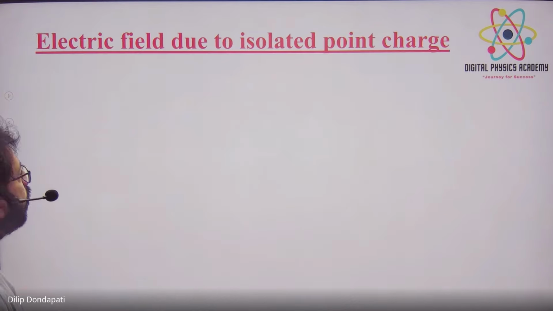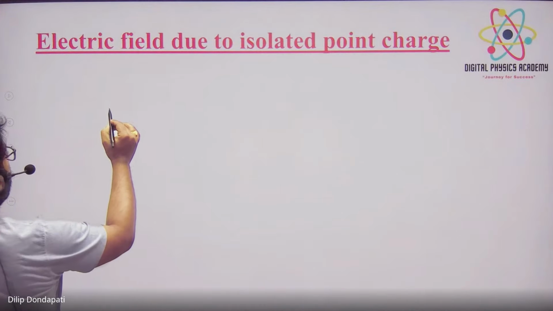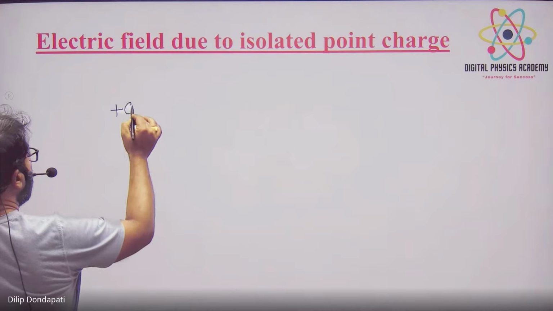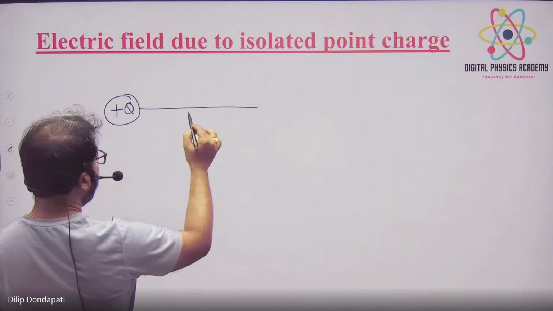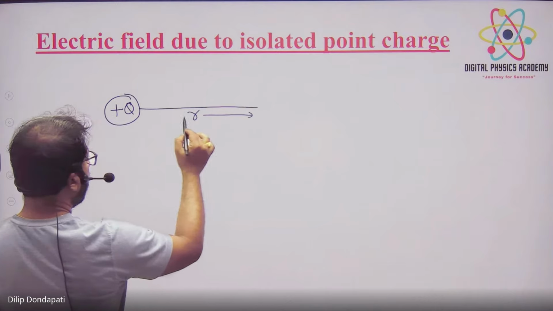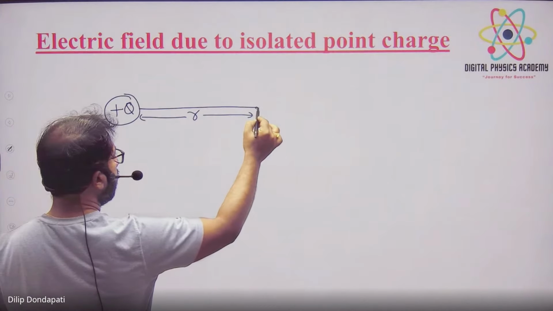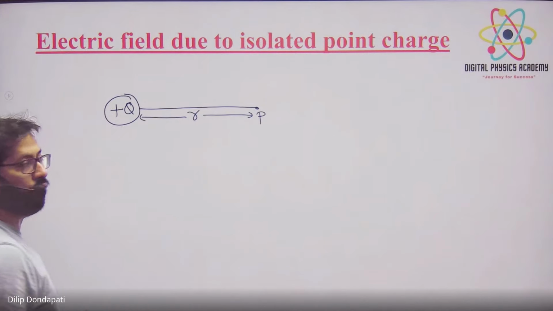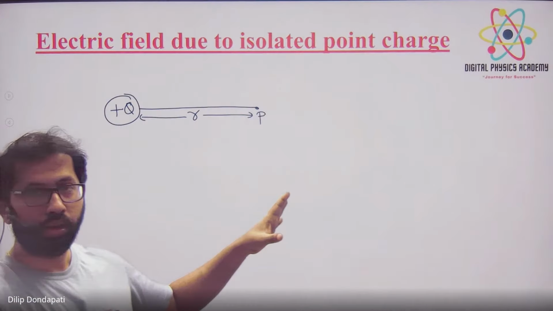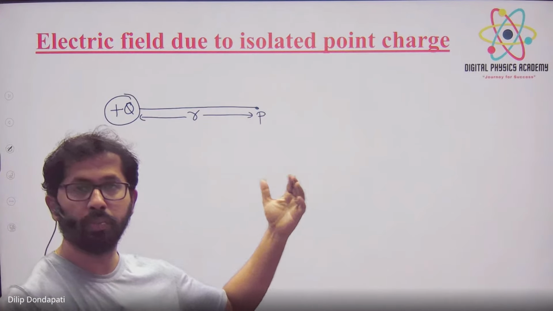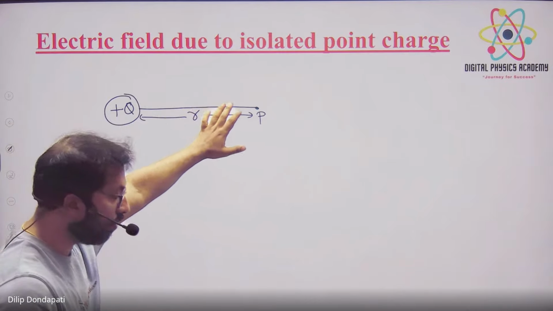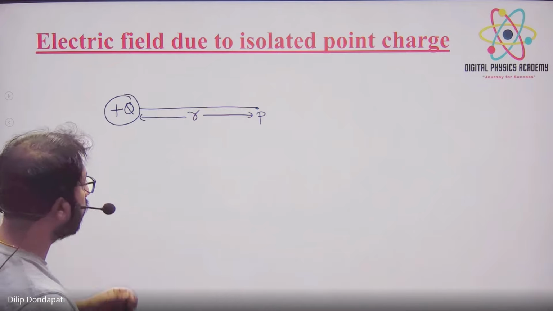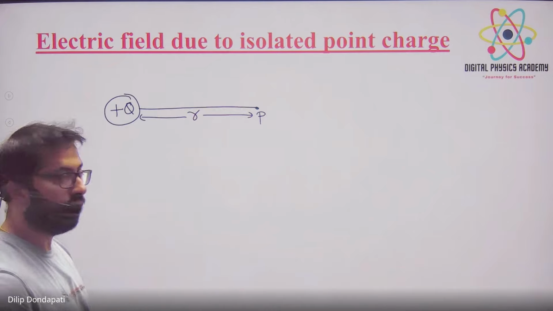Now, electric field due to an isolated point charge. Suppose I have a positive charge Q at a distance R from point P, and I want to find the electric field intensity at that point. The basic formula we understood: force upon the test charge. So calculate exactly how much the electric field intensity is. What is the procedure for us?